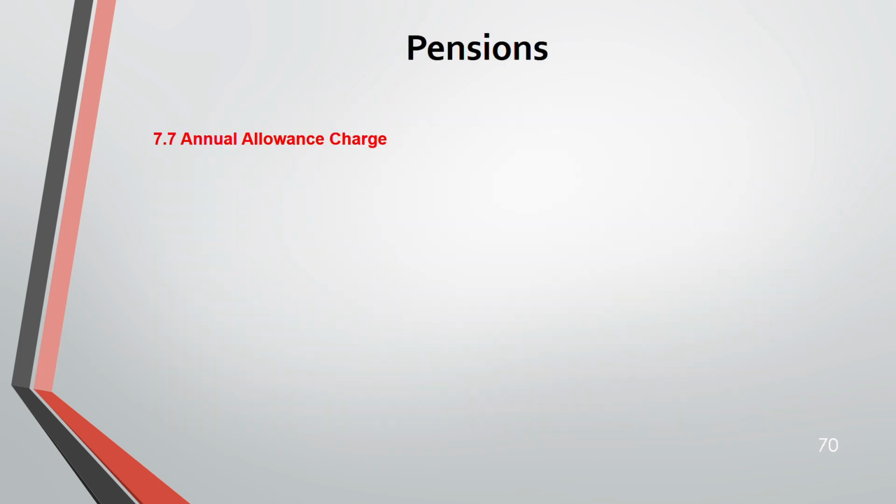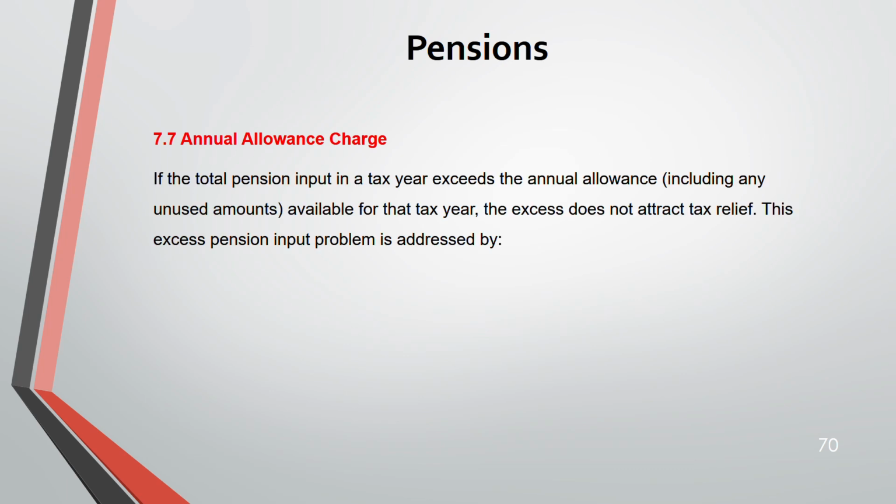Now, annual allowance charge. So if the total pension input is more than your annual allowance, what happens? And that annual allowance includes unused amount as well. If it exists, the excess will not attract the tax relief. Remember, for that excess there is no tax relief. Then how is this excess dealt?